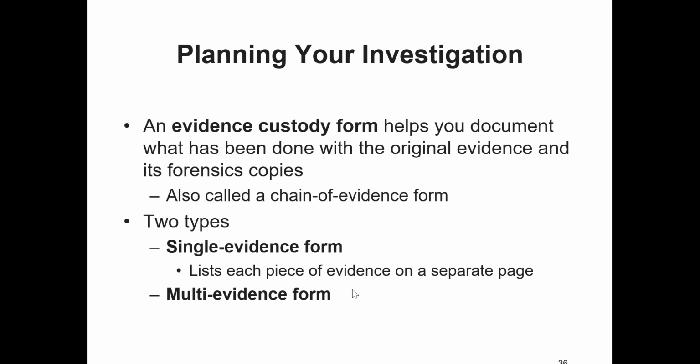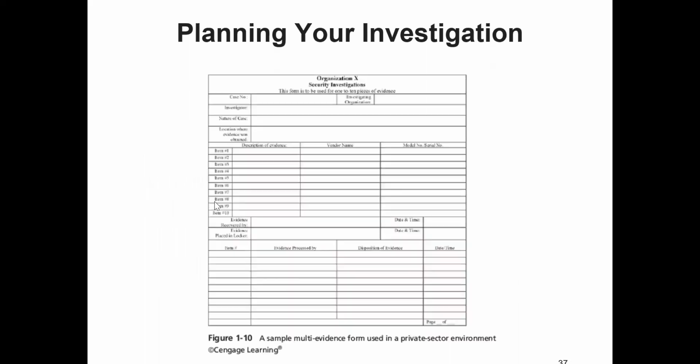We have two types of forms, just like a receipt. With a receipt, you can choose to write one item. That one is called a single evidence form. Or you can have one receipt that documents multiple pieces of evidence picked on a particular case. That one, we term it a multiple evidence form. This is how it looks.